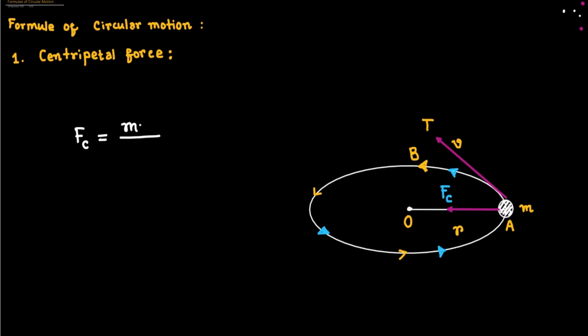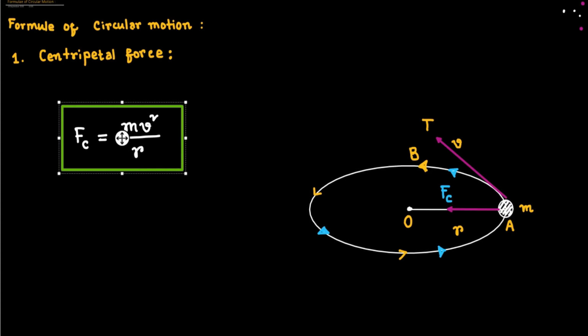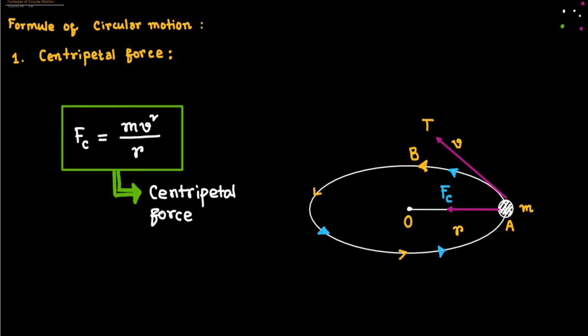The formula of this centripetal force is Fc equal mv square by r. So this is the mathematical expression of centripetal force. Fc equal mv square by r, the centripetal force acted on a body revolving in a circular orbit, acted on a body of mass m.